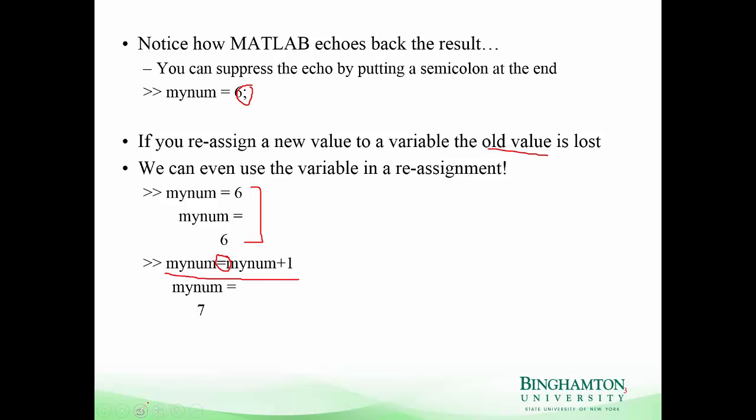So what we're saying here is that we're going to evaluate everything on the right-hand side first. So at this point, mynum is equal to 6. We're going to add 1 to it to get 7. And that 7 gets assigned to the variable mynum, and we see that echoed back. So keep in mind that this is not setting up an equation, it is an assignment.